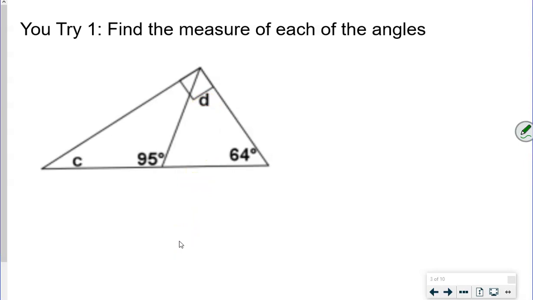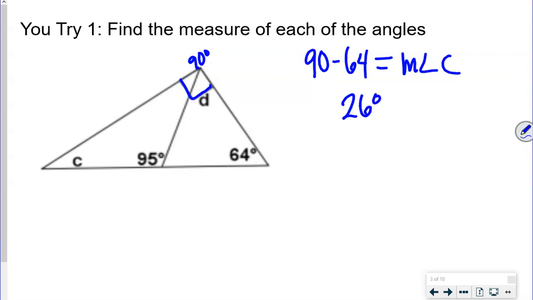Okay, so the very first thing I'm going to do is I'm going to solve for C, okay? And the reason I'm going to do that is because I notice that this is a 90-degree angle up here, so we know this is 90. That means the other two angles have to add up to be 90. So it's going to be 90 minus 64. That's going to equal the measure of angle C, isn't it? So 90 minus 64 is 26, right? So 26 degrees is equal to the measure of angle C, okay? So if we say this is 26 degrees, we're good to go there, right?